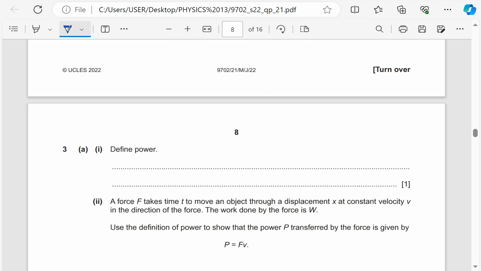Then define power. Of course, we know power is the rate of doing work. You could define power as work done over time taken.